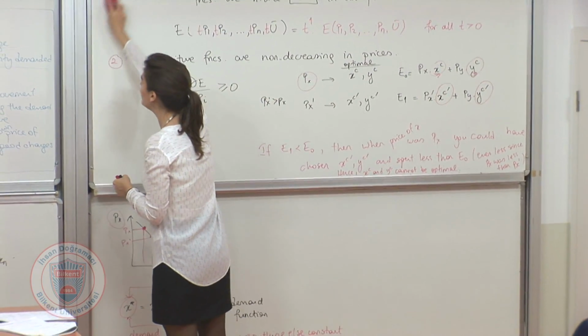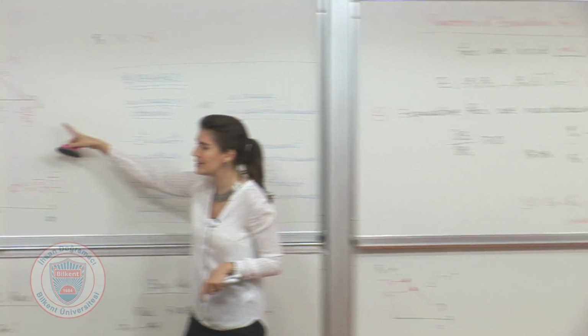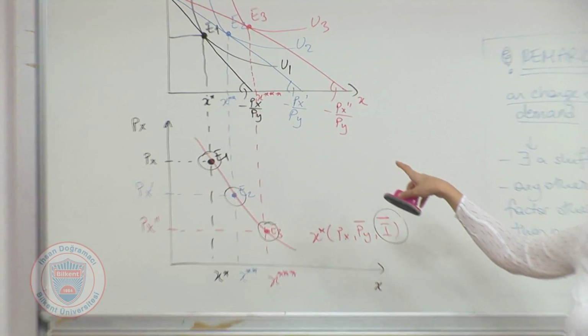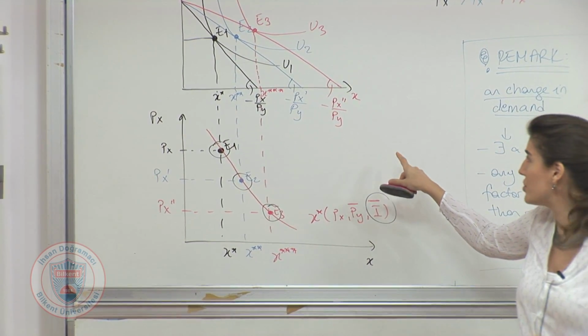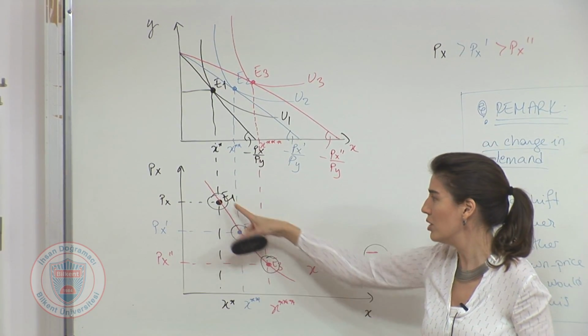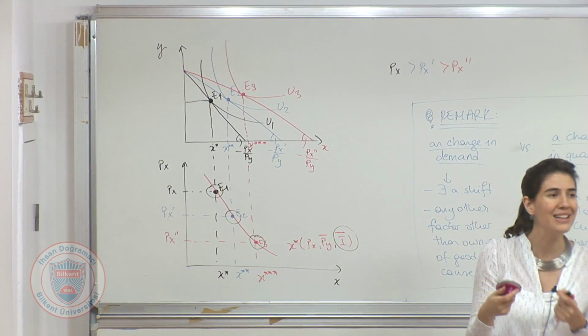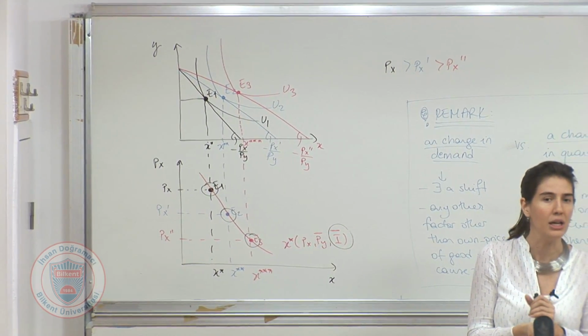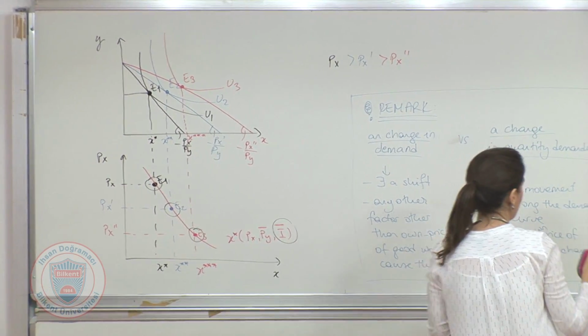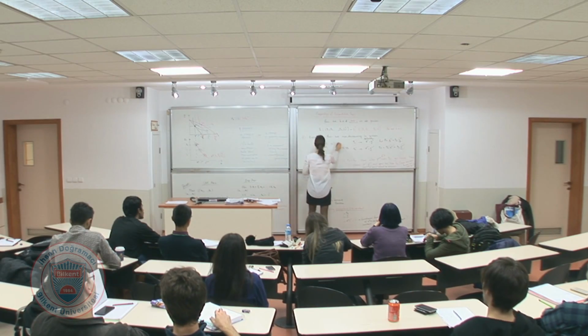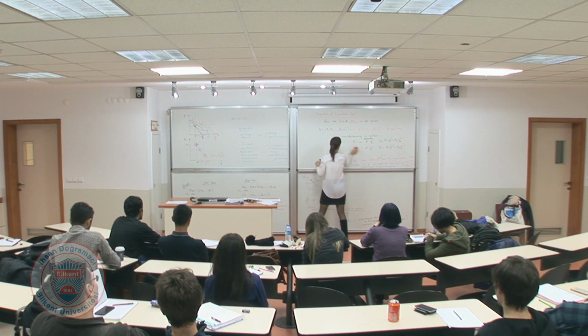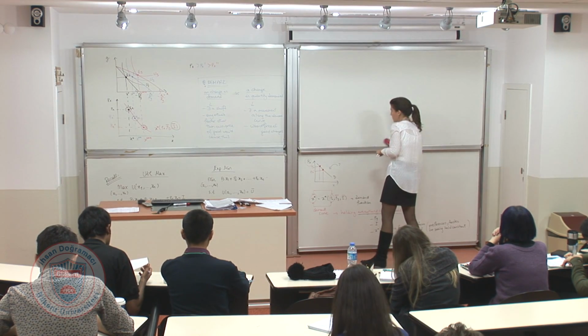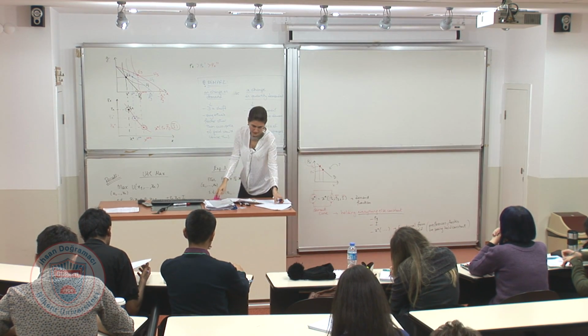So that's why the name comes, and that's why this here is the uncompensated demand curve, because here you don't compensate the guy for changes in his real income, okay? So let's actually do that, and then we'll give a break, okay? Okay, so now let's do that.